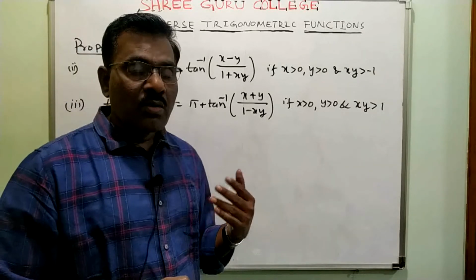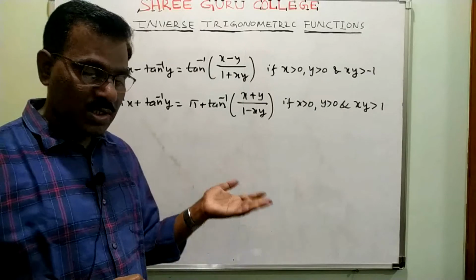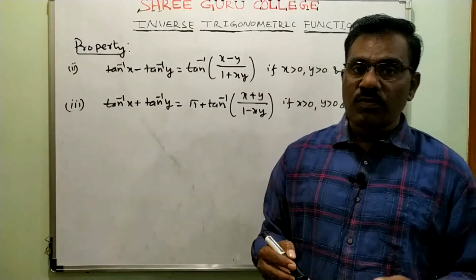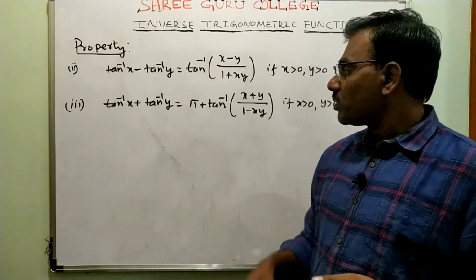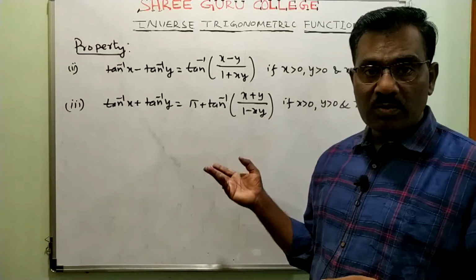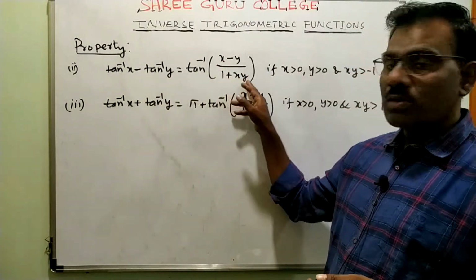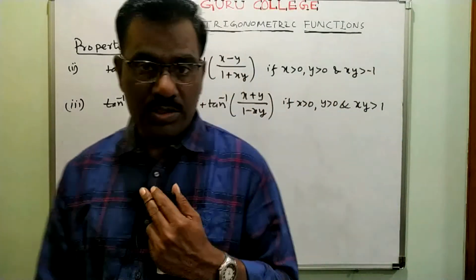There are three properties. One: tan inverse of x plus tan inverse of y equals tan inverse of (x plus y) by (1 minus xy) if xy is less than 1. It equals pi plus tan inverse of (x plus y) by (1 minus xy) if xy is greater than 1. Tan inverse of x minus tan inverse of y is tan inverse of (x minus y) by (1 plus xy) if xy is greater than -1.